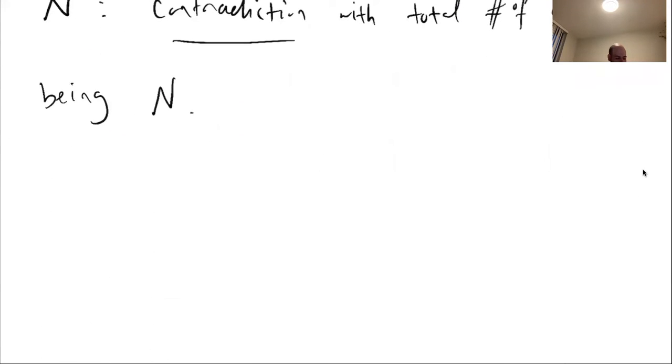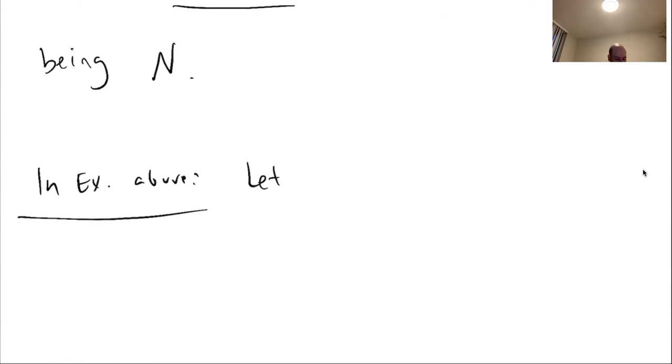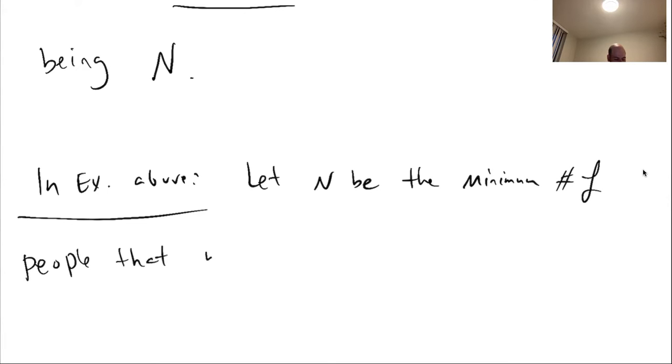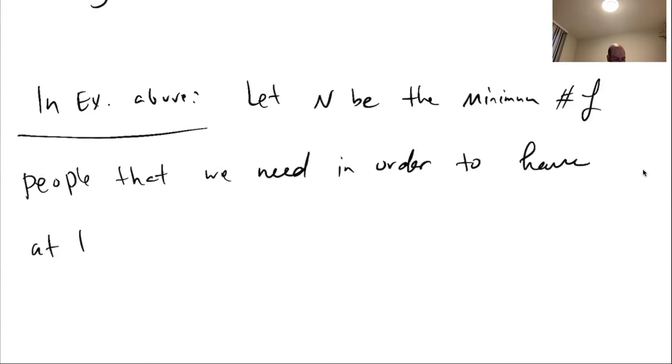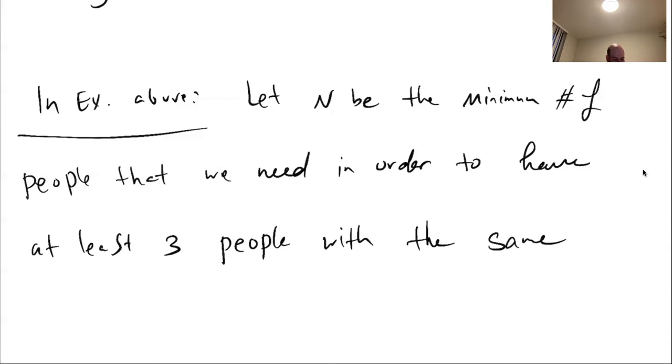So now let's look at the example above. So we finished the proof. In the example above, let N be the minimum number of people that we need in order to have at least 3 people with the same birth month.